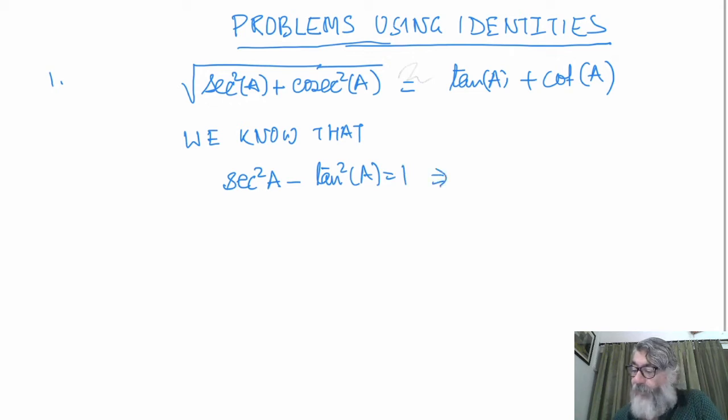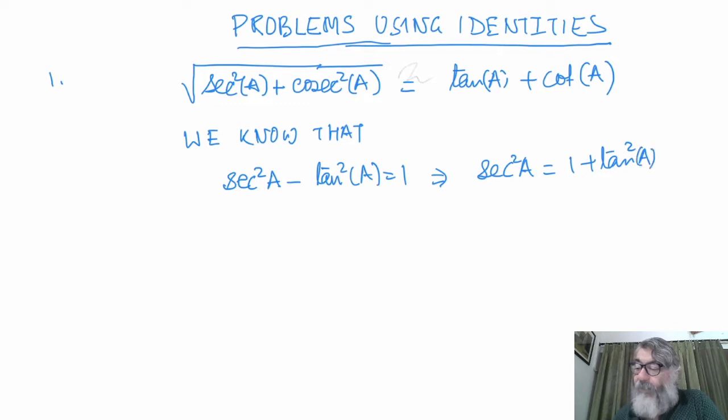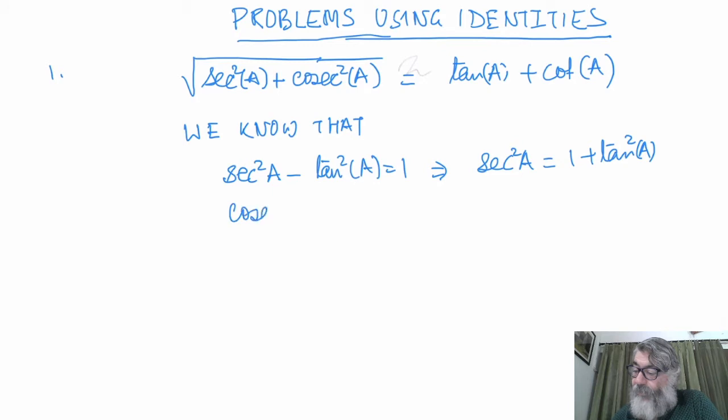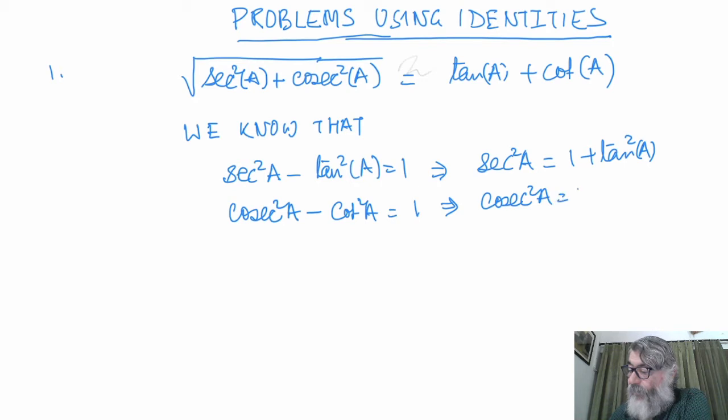So we can write directly sec square A is equal to 1 plus tan square A. Similarly, we know cosec square A minus cot square A is equal to 1, so it will imply cosec square A is equal to 1 plus cot square A. Sec square A minus tan square A is 1, so sec square A will be 1 plus tan square A. Cosec square A minus cot square A is 1, so cosec square A will be 1 plus cot square A.